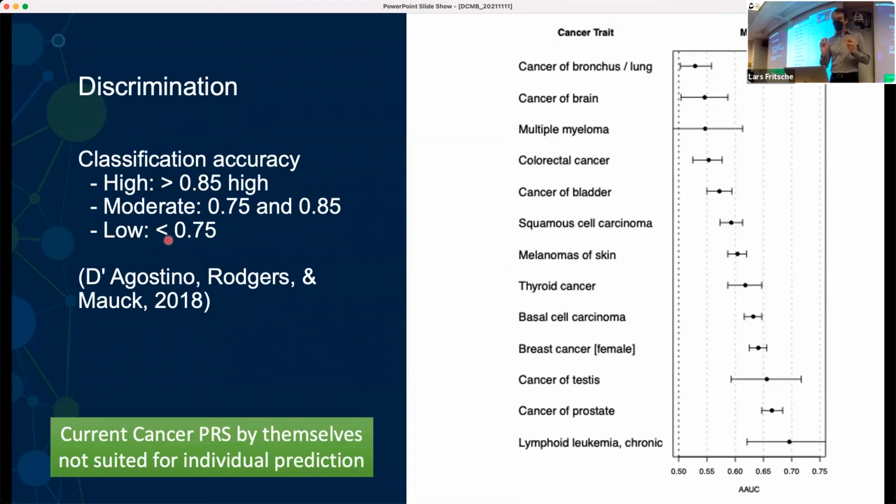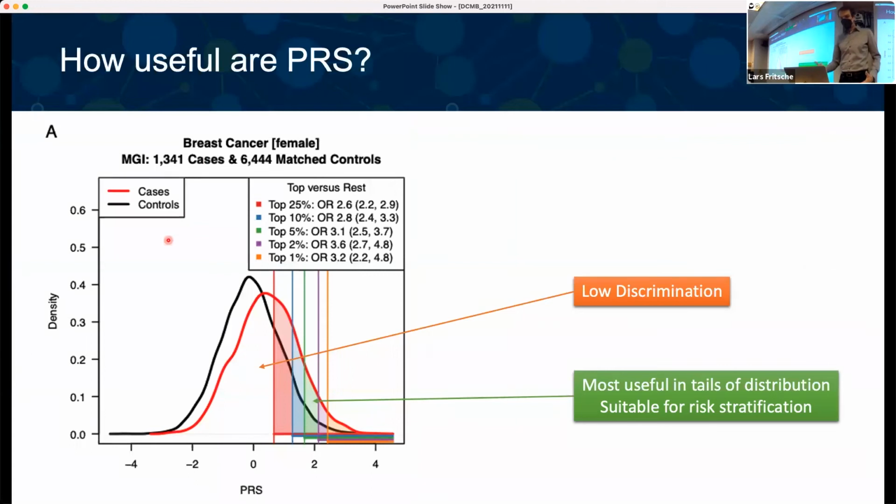And so by themselves, I would say a PRS right now that we looked at, they are not useful to predict an outcome. But if you combine it with non-genetic risk factors, you might end up with much higher AUCs. And the reason for that is something that I've shown before. When you look at the distributions, there's a huge overlap between the two, so you can't differentiate a person just based on a PRS, yeah, it's a case or control.